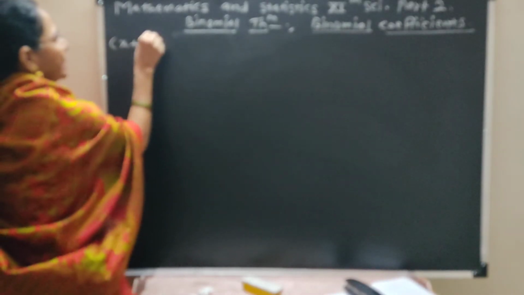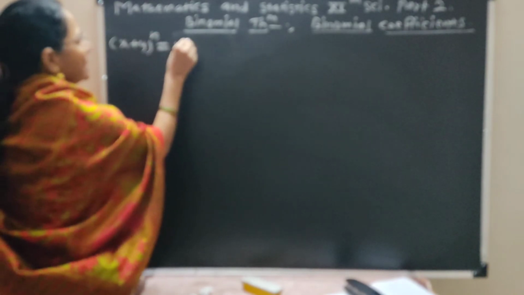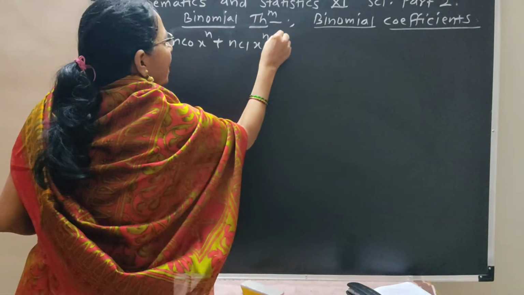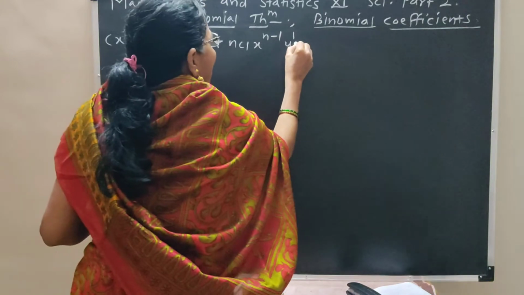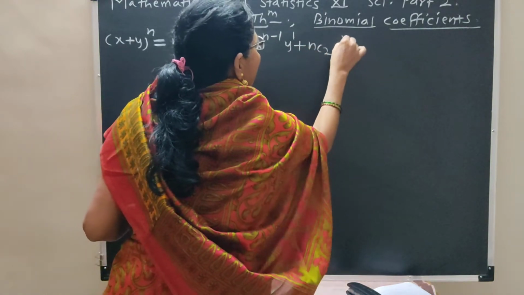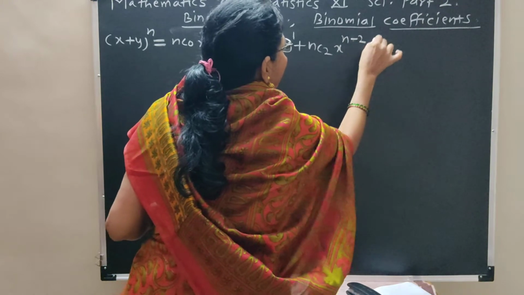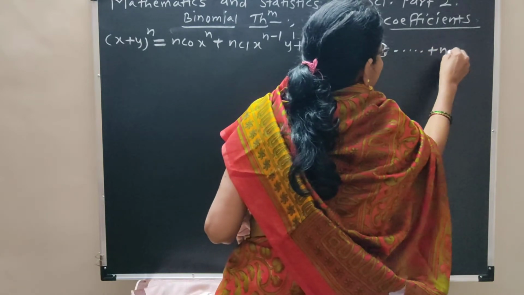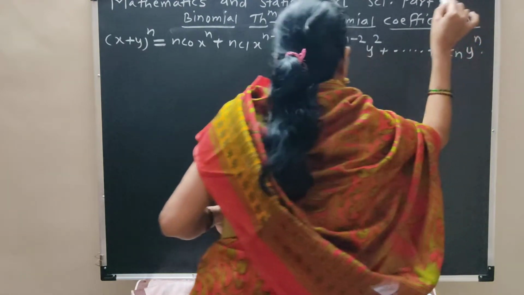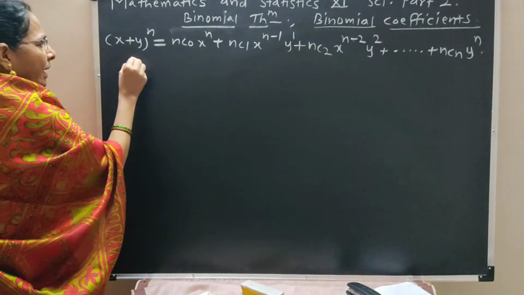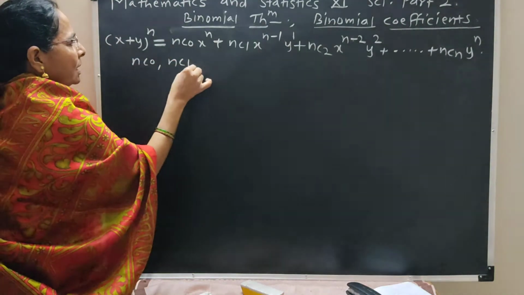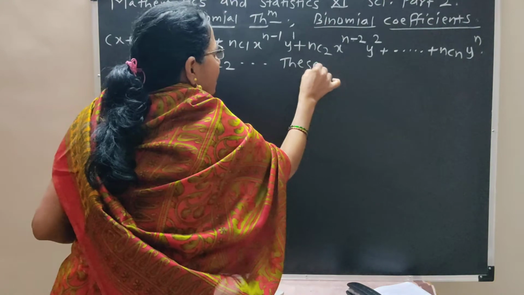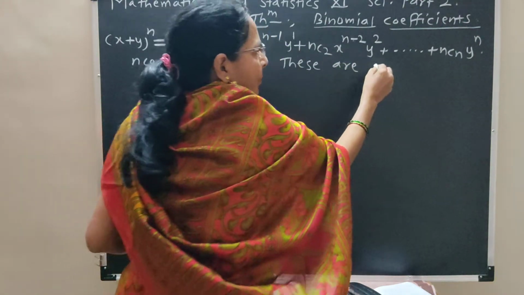(x + y) raised to n is equal to nC0 x raised to n, nC1 x raised to n minus 1 y raised to 1, nC2 x raised to n minus 2 y raised to 2, and in this way, up to nCn y raised to n. In this theorem, nC0, nC1, nC2 are called binomial coefficients.